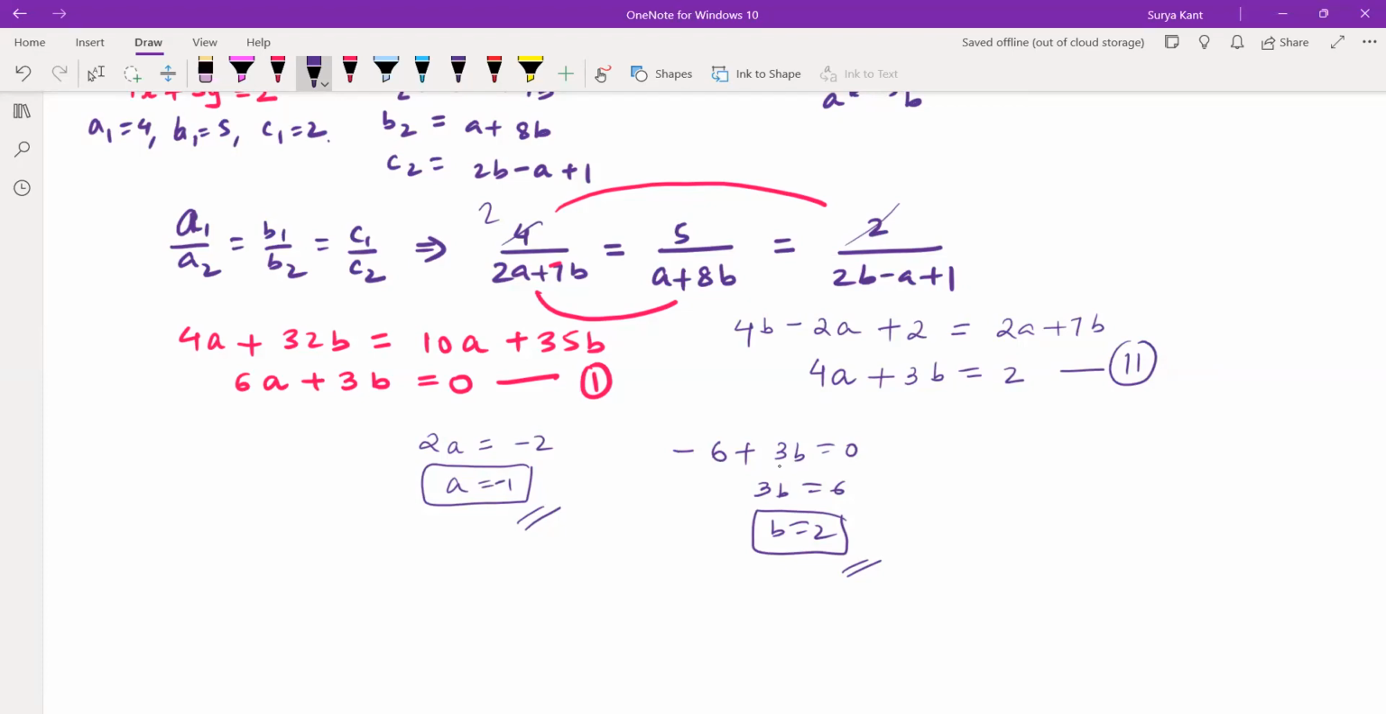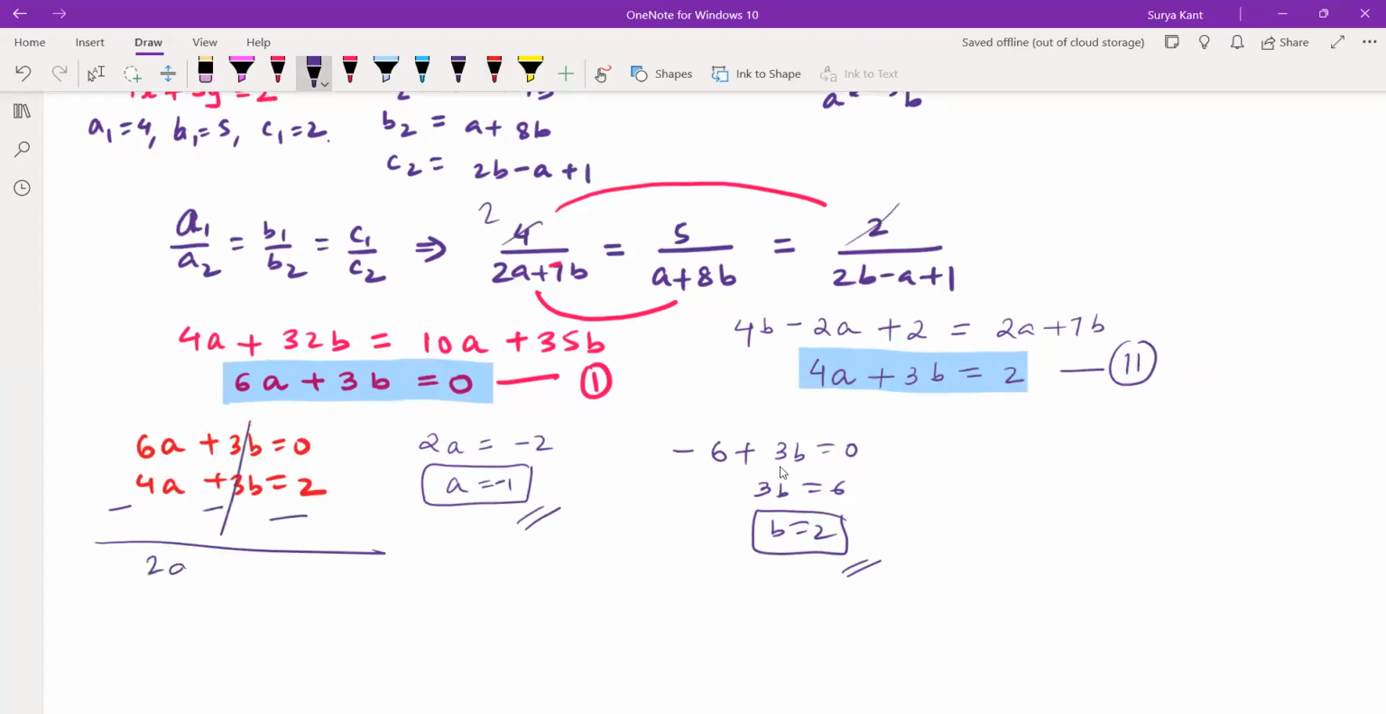I solved by elimination method. You can use these two equations over here. I wrote 6a plus 3b is equal to 0, and 4a plus 3b is equal to 2. So what I have done is change the sign, minus, minus, minus, cancel. 2a is equal to minus 2. Okay, sir. Now it's clear. Like this only you can solve.